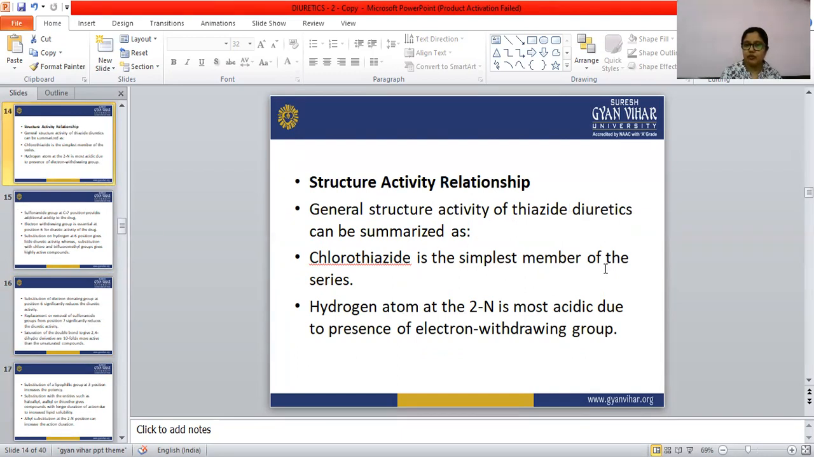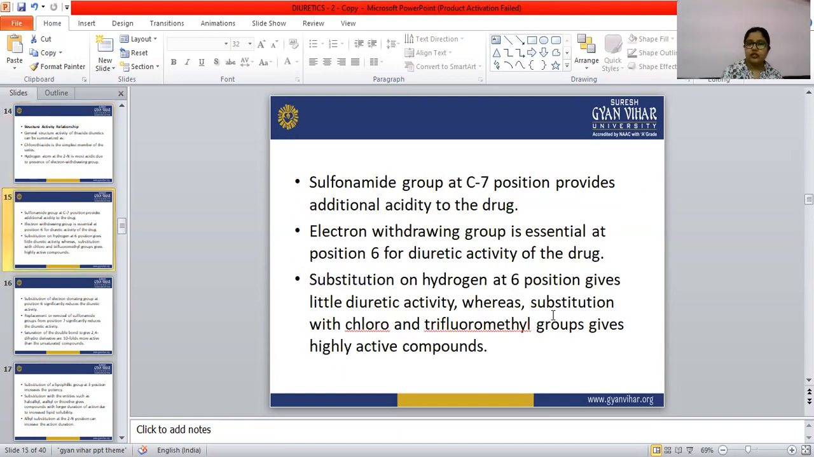Now the SAR, the general structure of the thiazides, is summarized. Chlorothiazide is the simplest member of the series. The hydrogen atom at N2 is the most acidic due to the presence of the electron withdrawing group. A sulfonamide group at the 7th position is a must for additional activity. An electron withdrawing group is essential at position 6 for the diuretic activity. Substitution of hydrogen at the 6th position gives little diuretic activity, whereas substitution with chloro or trifluoromethyl gives the active compound.